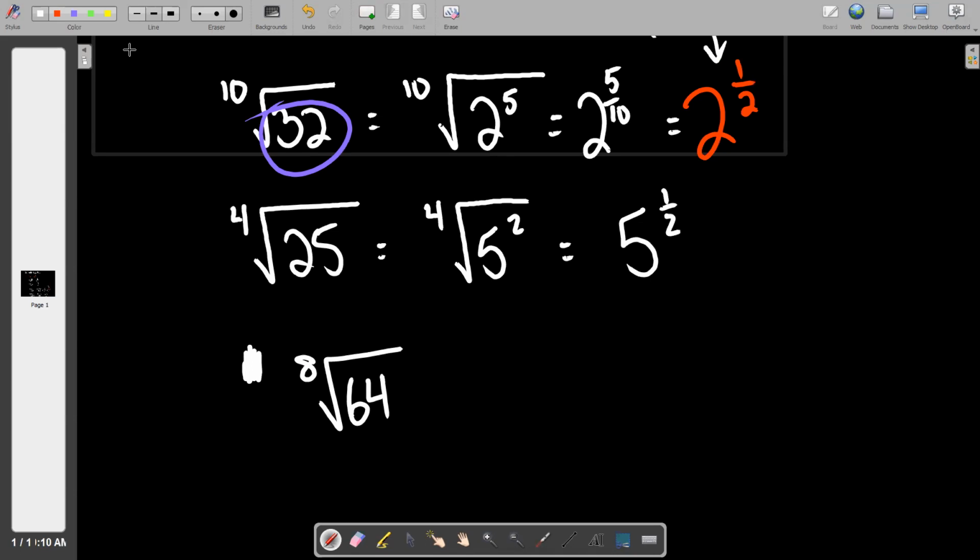Okay, fair enough. So 64 is 8 squared. But what else is 64? It's also 4 to the third. What else is 64? It's also 2 to the sixth.